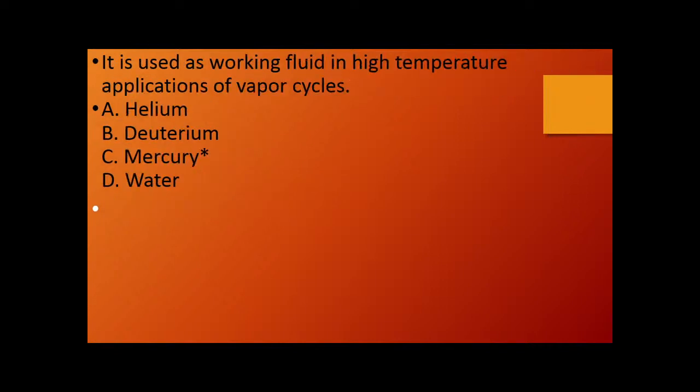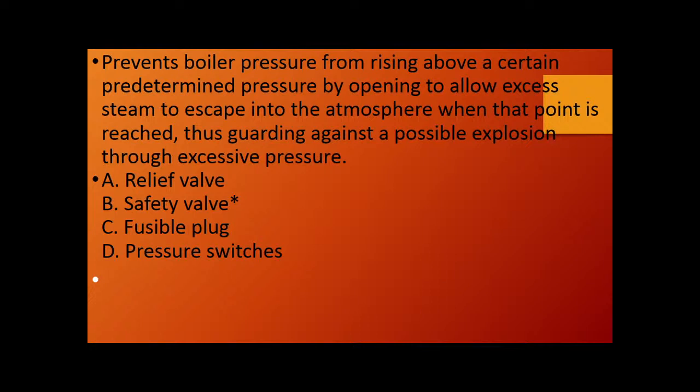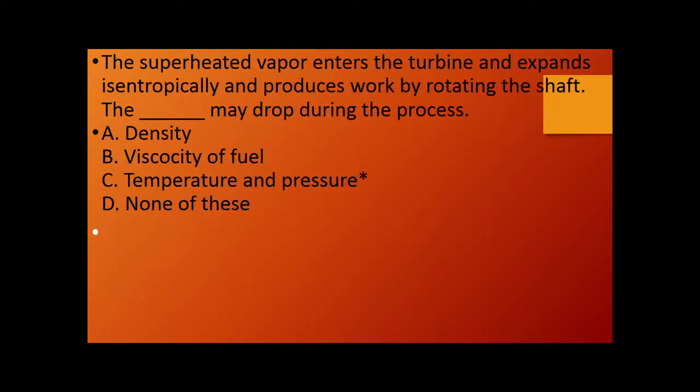It is used as working fluid in high temperature application of vapor cycles. Answer: mercury. Prevents boiler pressure from rising above a certain predetermined pressure by opening to allow excess steam to escape into the atmosphere when that point is reached, thus guarding against a possible explosion through excessive pressure. Answer: safety valve.